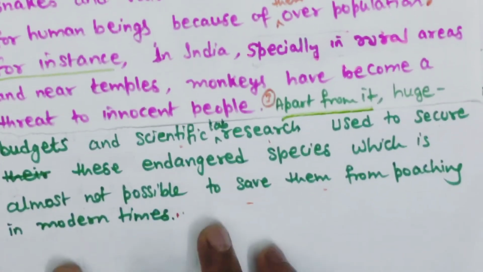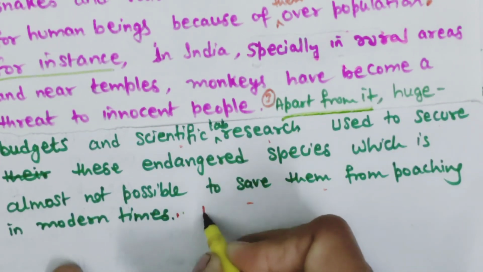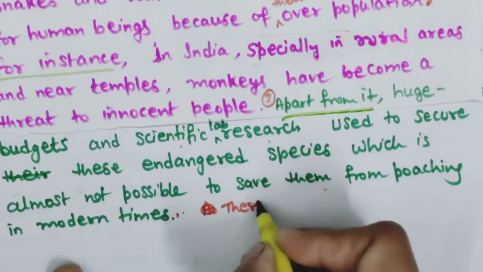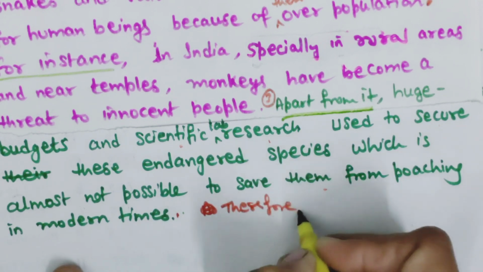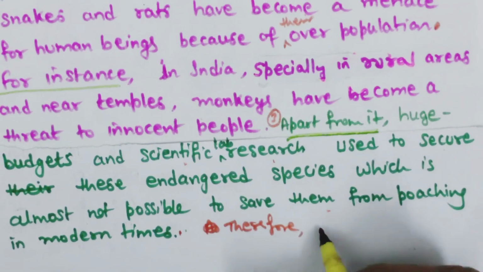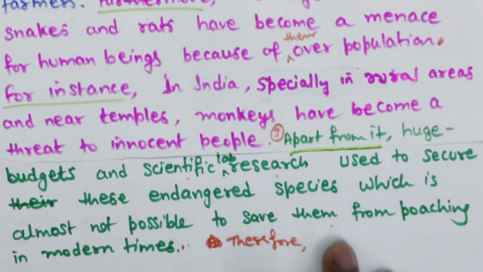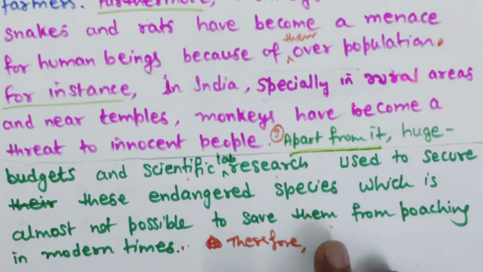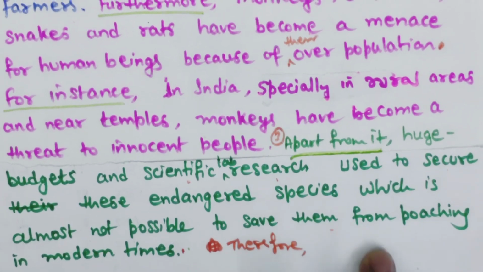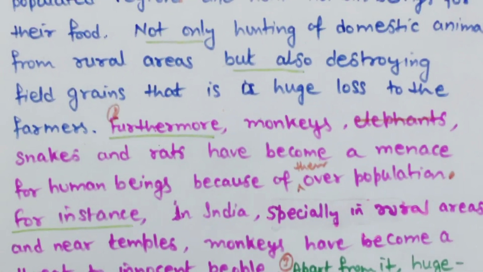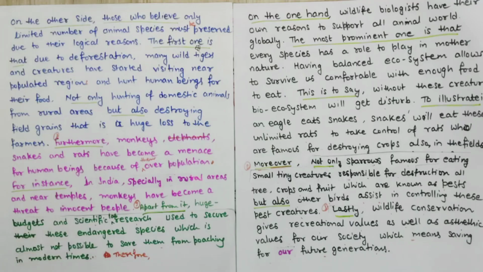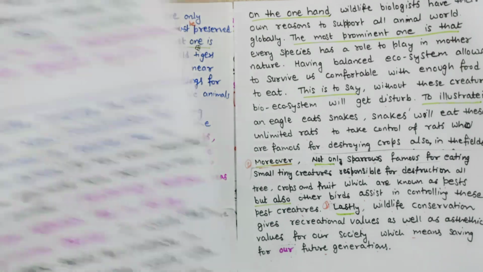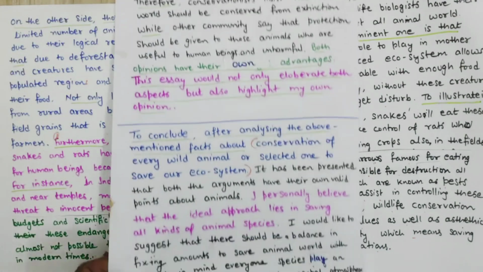So here you can conclude the paragraph by saying as a result, or therefore, or hence, you can use it. Therefore, it's important to limit the saving of these animals. You can write it. Now I will show you both. Now see this first body paragraph, second body paragraph. You can write it. And introduction, conclusion.